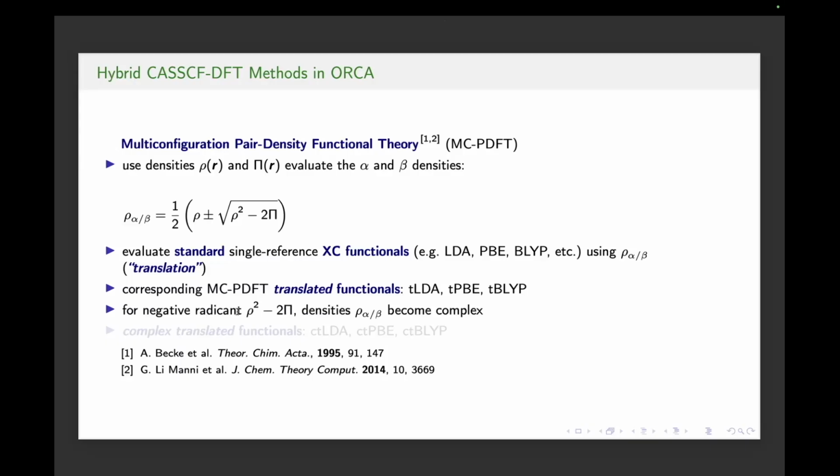If you have a negative radicand, the term under the square root, your density will become complex. This will never happen for a single reference determinant; however, for multi-reference methods this can happen, and it has to be handled in some way or the other. For the original translated functionals, the square root term is neglected whenever the radicand becomes negative. You can also work with complex densities for the case of a negative radicand. The functionals are then called complex translated, preceded by a CT in front of the usual exchange correlation acronym.